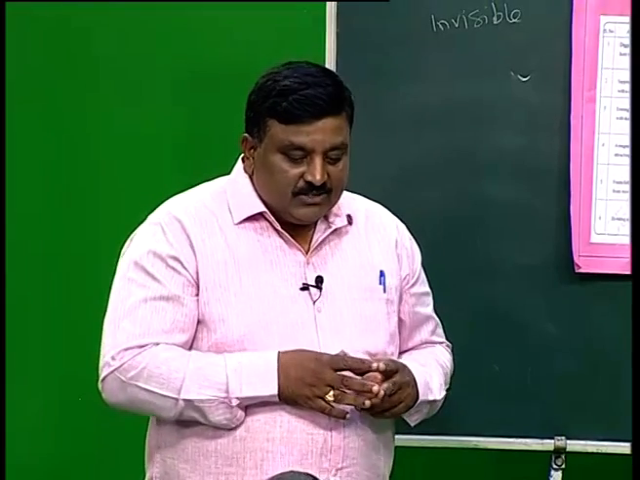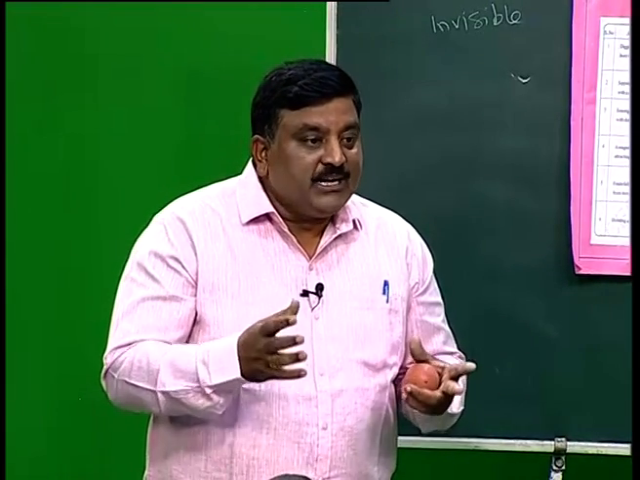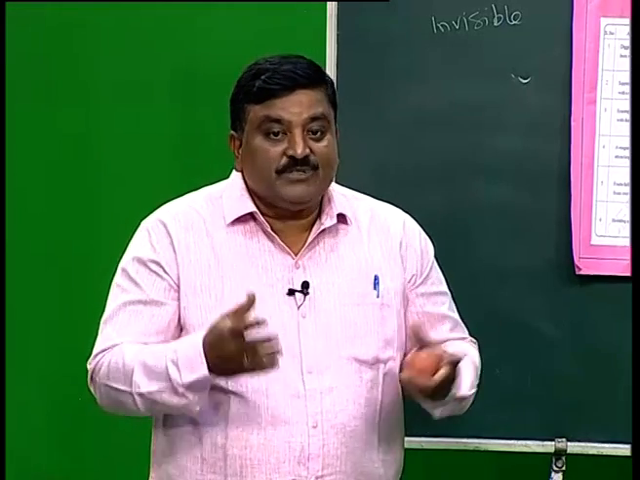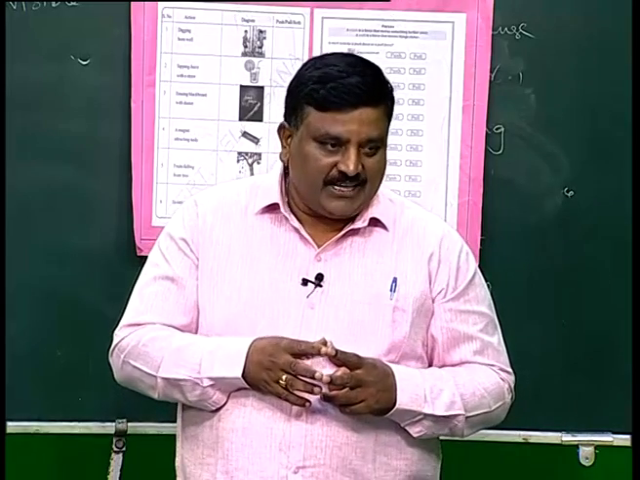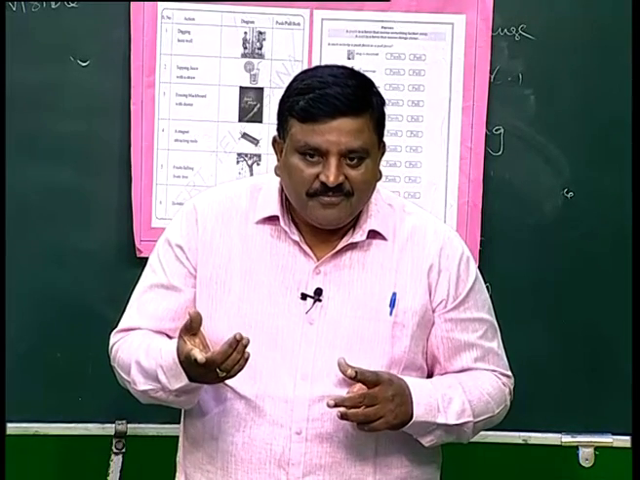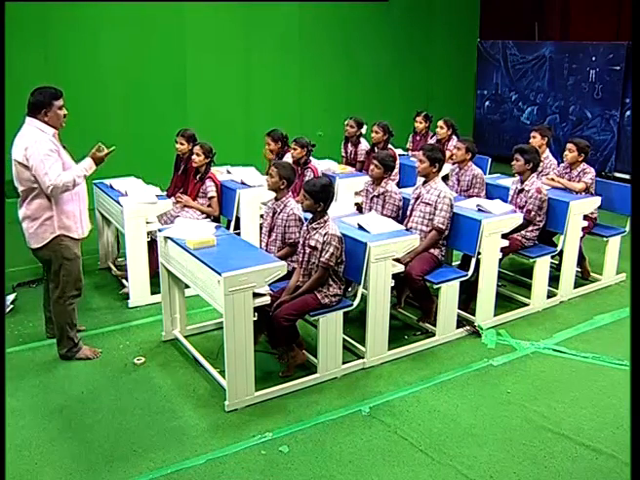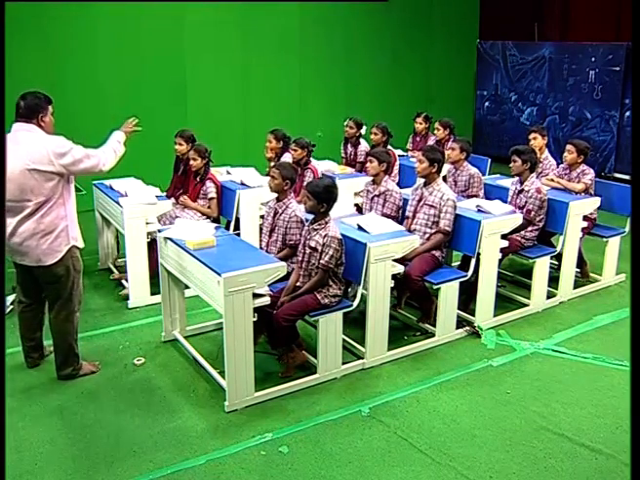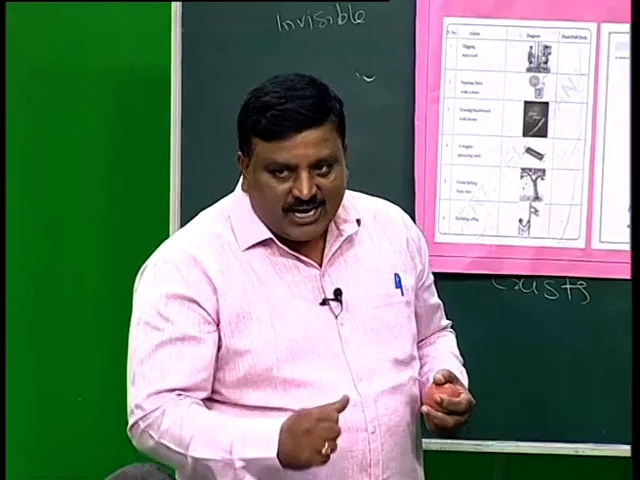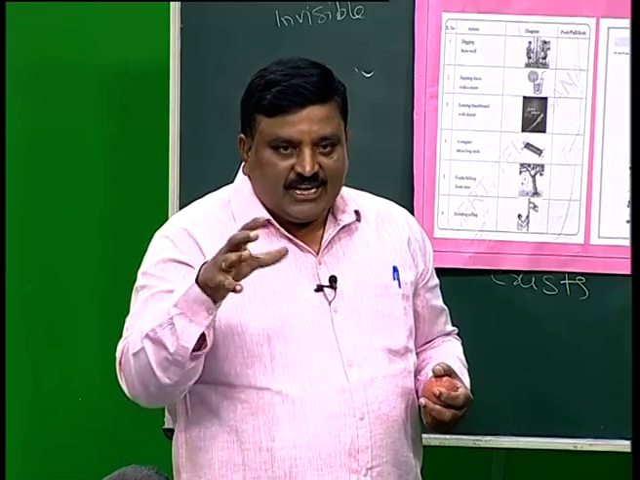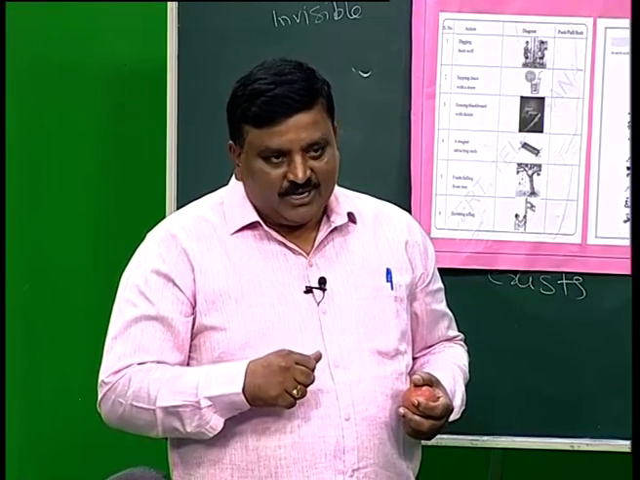Next, you have observed one activity regarding balloons and paper cuttings. What are your observations? Balloon attracted paper cuttings. Why? Friction. There is electrostatic. Yeah, there is an electrostatic field on the balloon and it attracted another charged body. Yes. So it is already charged, that's why it attracted another charged body.